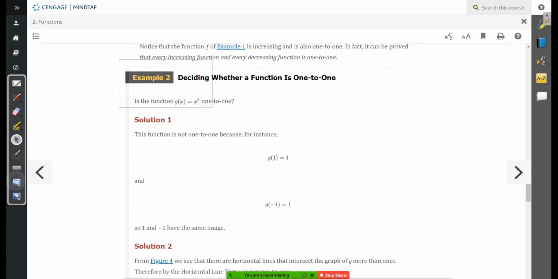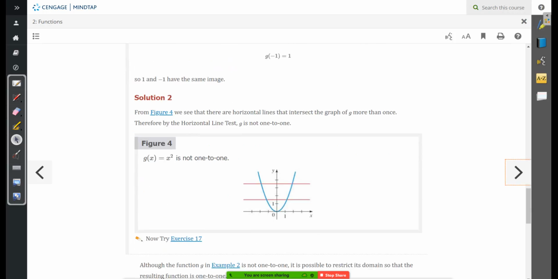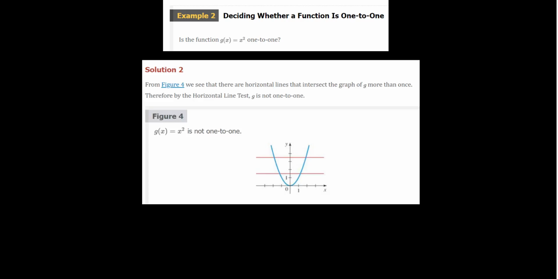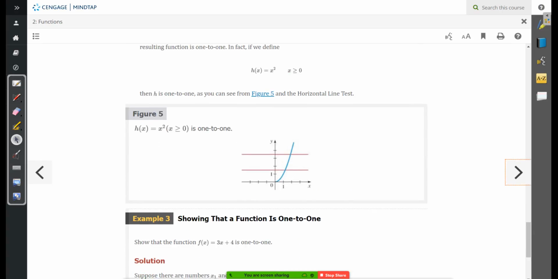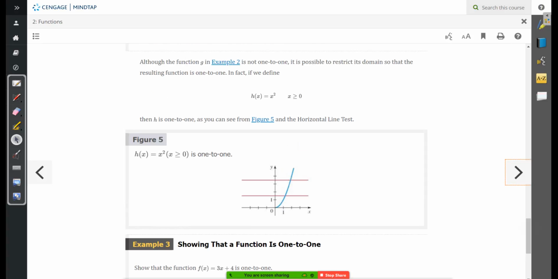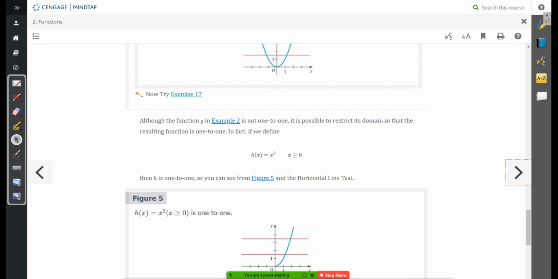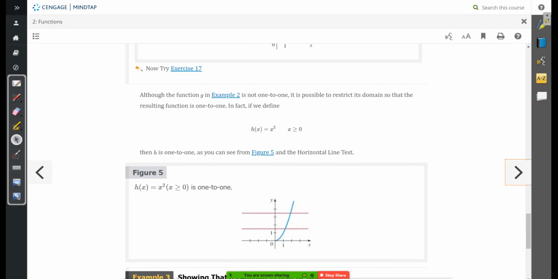X squared. Again, we know what x squared is, right? That's probably the one that we're definitely not going to forget. And again, we know it's a parabola. It indeed does not pass the horizontal line test. Oh, this is actually pretty good. Another reason why restricting domains is an important exercise.